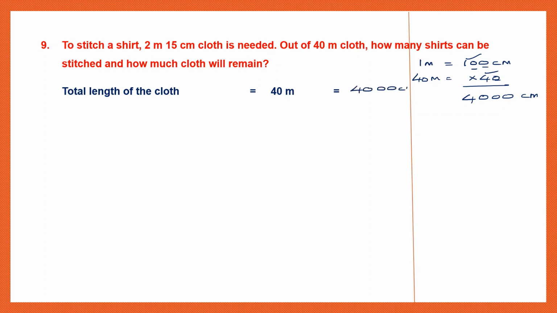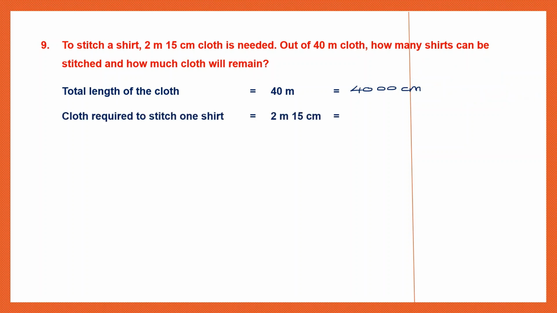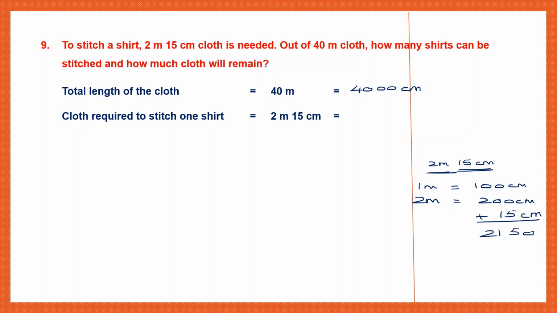So 4,000 centimeters. Next statement, the cloth required to stitch one shirt is 2 meters 15 centimeters. Let's convert that also to centimeters. So 2 meters and 15 centimeters we're going to convert to centimeters. 1 meter, there are 100 centimeters. So in 2 meters we will have 200 centimeters. Now we need to add this 15 centimeters to it. Because it's already in centimeters, there's no more conversion. So 200 plus 15. So this will be 215 centimeters.